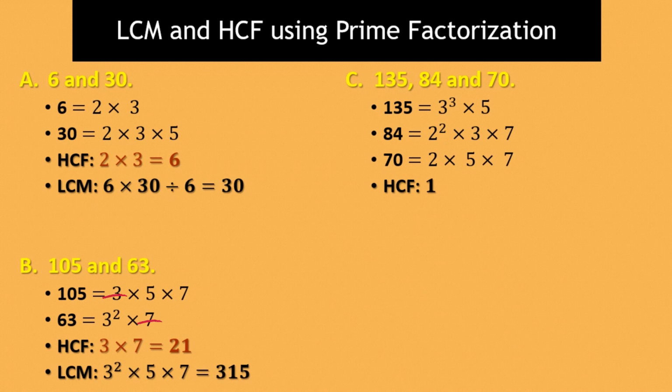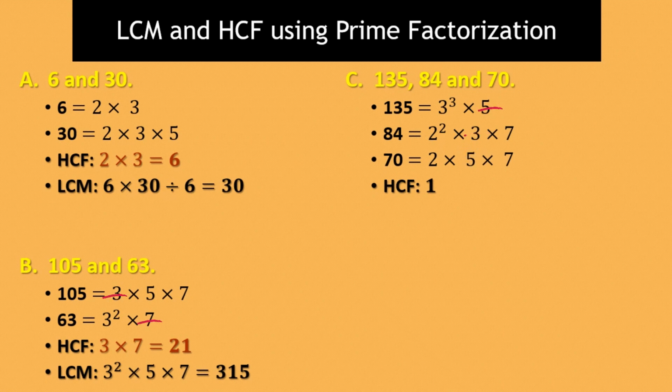As for the lowest common multiple, 135 has 3 raised to the power of 3. So does 84. So we will cancel the smaller 3. 135 has 5. So does 70. So cancel out 5.